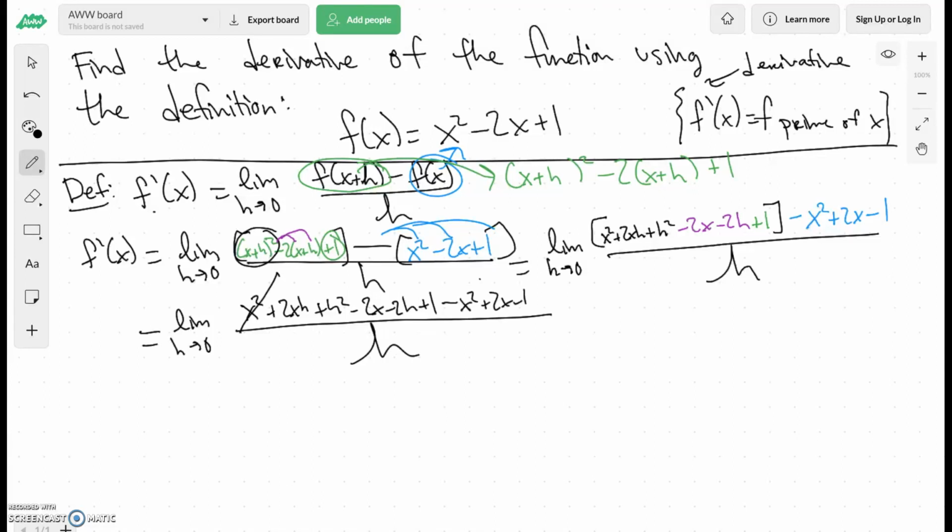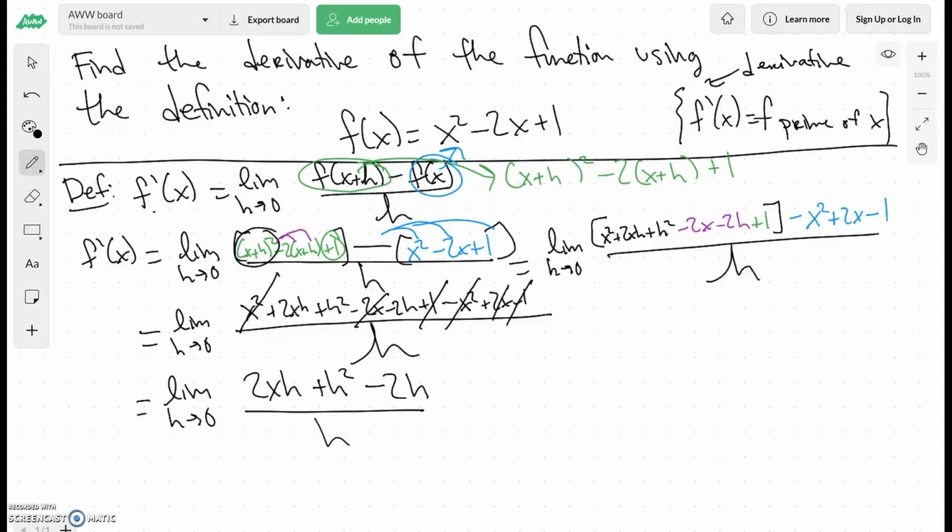Notice that the x squareds are going to go away. What else goes away? The 2x's go away. My 1's are going to go away. And then hopefully the only thing that I have left on top is just h's, or things that have an h. So on the top I have a 2xh, then I have a plus h squared, a minus 2h, and then divided by h. Now all we've got to do is just evaluate this limit.